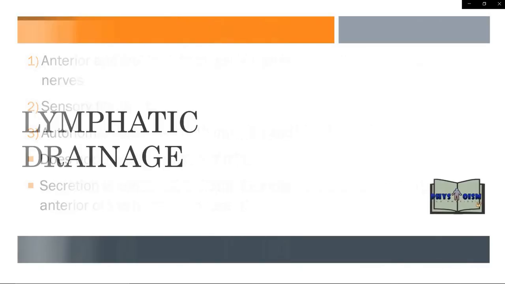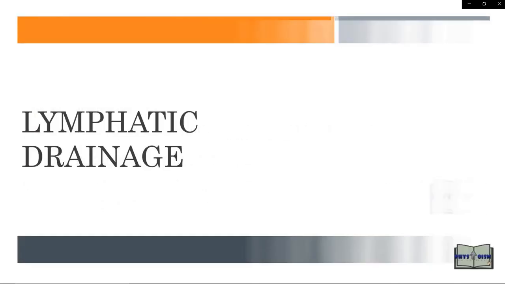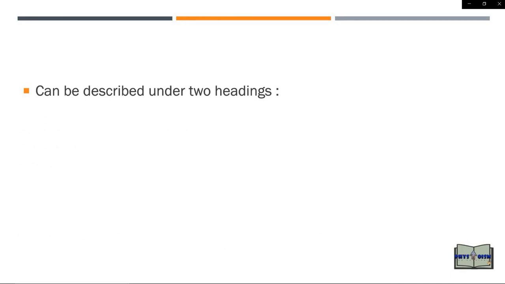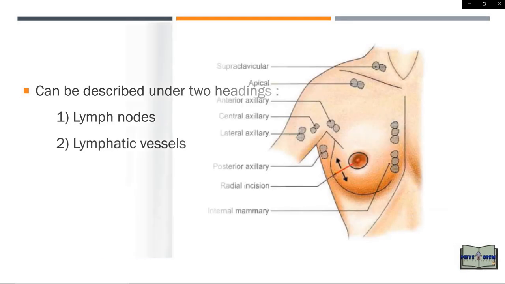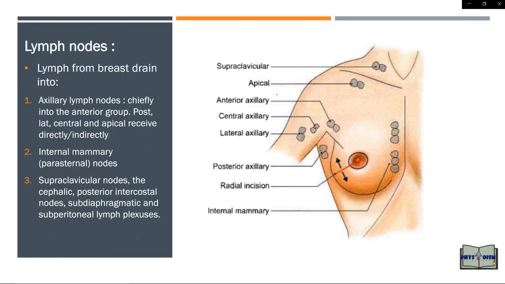Coming to the next topic, lymphatic drainage. The lymphatic drainage can be briefly described under two headings, lymph nodes and lymphatic vessels. First we'll see the lymph nodes. Lymph from the breast drains into some lymph nodes. Here we have three types: axillary lymph nodes, internal mammary nodes, and some other lymph nodes. First we'll see the axillary lymph nodes.